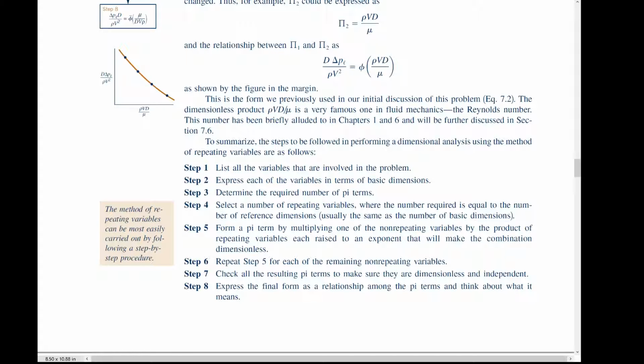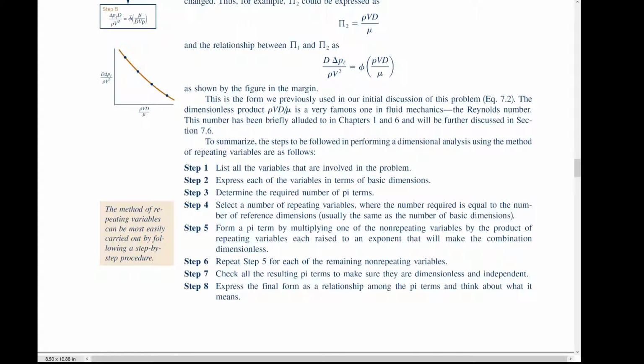Step 1. List all variables that are involved in the problem. Step 2. Express variables in terms of basic dimensions. Step 3. Determine the required number of pi terms. Step 4. Select a number of repeating variables, where the number required is equal to the number of reference dimensions, usually the same as the number of basic dimensions. Step 5. Form a pi term by multiplying one of the non-repeating variables by the product of repeating variables, each raised to an exponent that will make the combination dimensionless. Step 6.